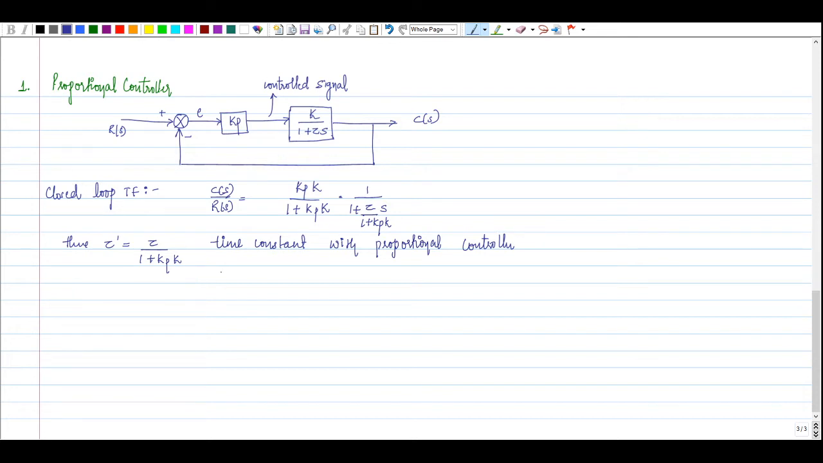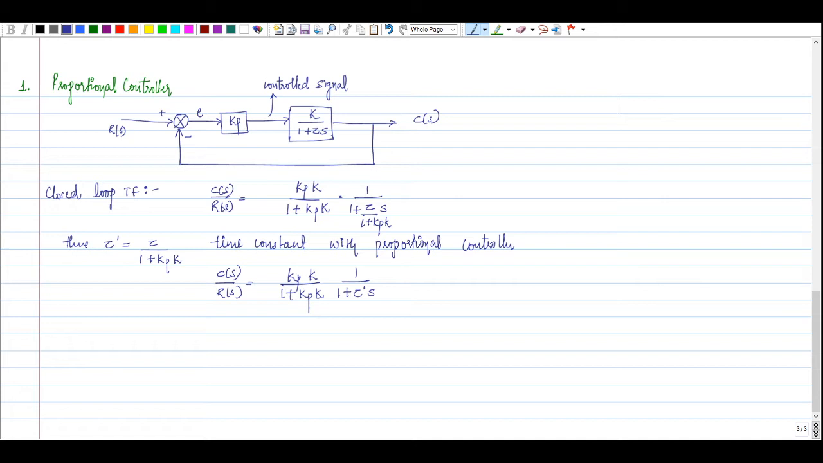So I'll rewrite this. C of S divided by R of S is equal to Kp K divided by 1 plus Kp into K, into 1 divided by 1 plus tau dash s. This is what we get. So this is the overall output transfer function. If you want the unit step response, then we simply have to take R of S is equal to 1 by S, and then we can compute the response of the system.